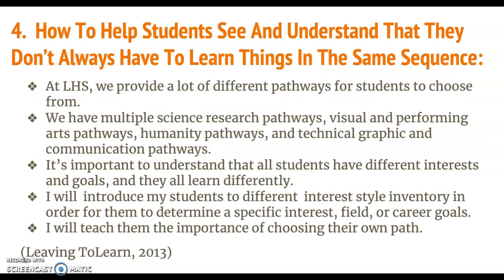How to help students see and understand that they don't always have to learn things in the same sequence. So at Livingston High School, we provide a lot of different pathways for students to choose from. So we have pathways such as a science research pathway, visual performing arts, humanities, and technical graphic and communication. So students really have a lot of choices. They have a lot of things to choose from.